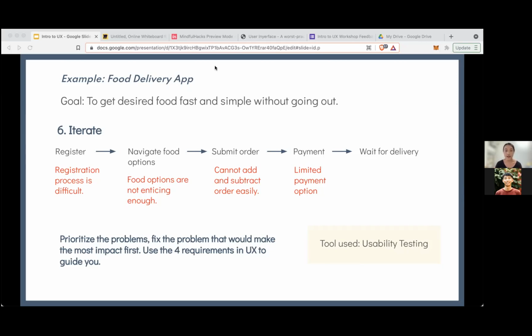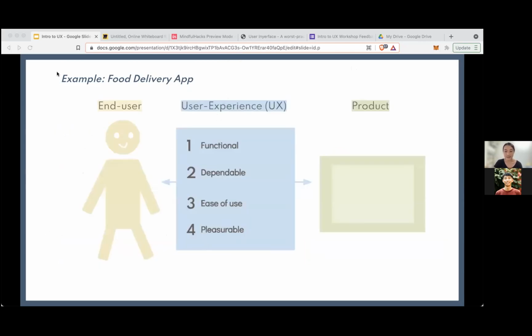So what you need to do now is to prioritize the problems based on the 4 requirements of UX that we identified before. The 4 requirements of UX is FDEP: functional, dependable, ease of use, and pleasurable. Some questions that you can ask are, which one influences the user achieving their goal more? And which one would affect users' overall satisfaction with using your product? So look at the 4 requirements of UX to prioritize the issue that you want to fix first, and which issue is not really severe, so that you can choose to fix it in the later part of the design process.